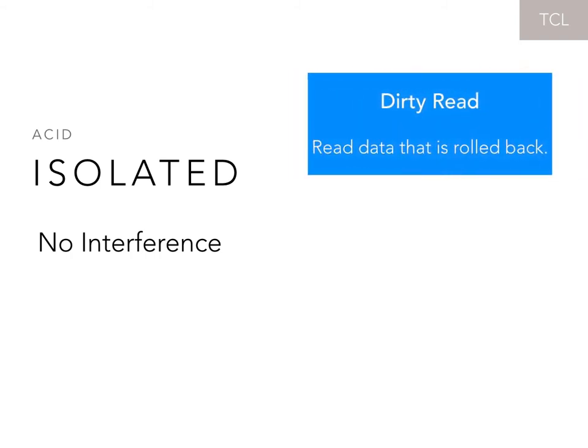The first one's called a dirty read, and this means that a transaction reads data that is later rolled back by another transaction. So it reads data from a table that has been changed, but that change hasn't yet been committed. It's later undone, but you've got dirty data. So this is one potential problem.